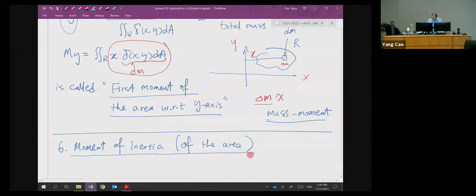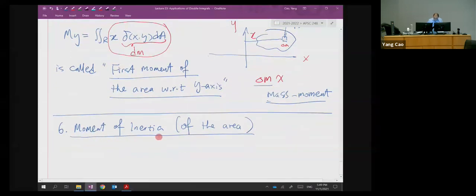So next lecture, we're going to cover this: how do I get the moment of inertia, specifically the moment of inertia of the area represented by the region R. So let's take a look at the next lecture together.